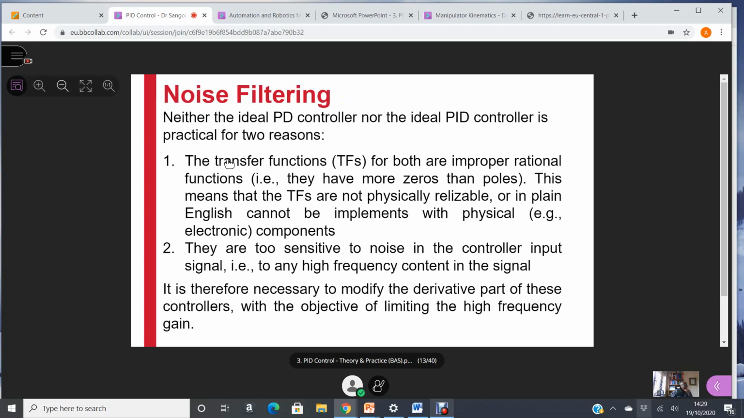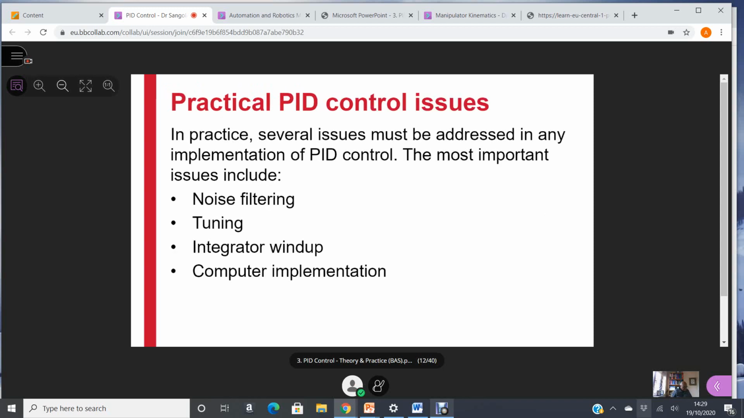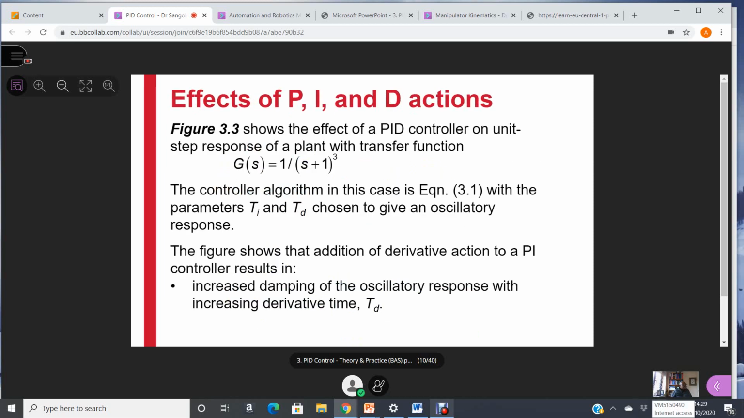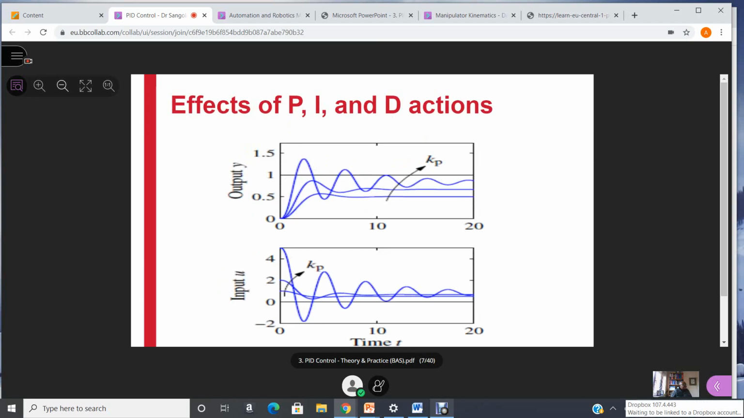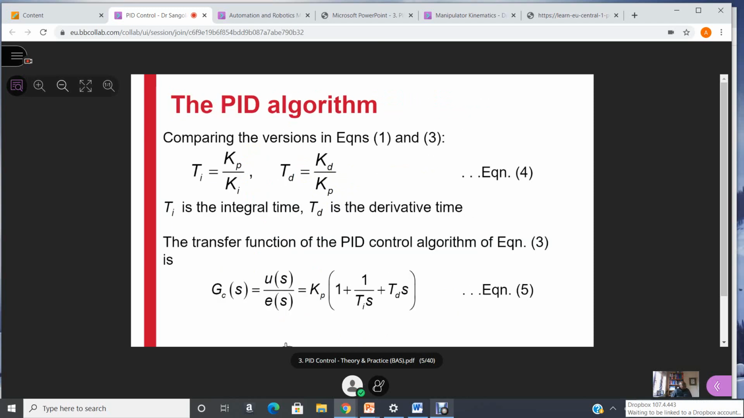Right, so noise filtering, first of all. If we consider the ideal proportional plus derivative controller, or even the PID controller, and by ideal, I mean, if we just go back, this is slide 13, to the beginning where we mentioned the transfer function, right? So this is the transfer function for your ideal PID controller. It's only ideal, and practical implementation of this is not realistic.